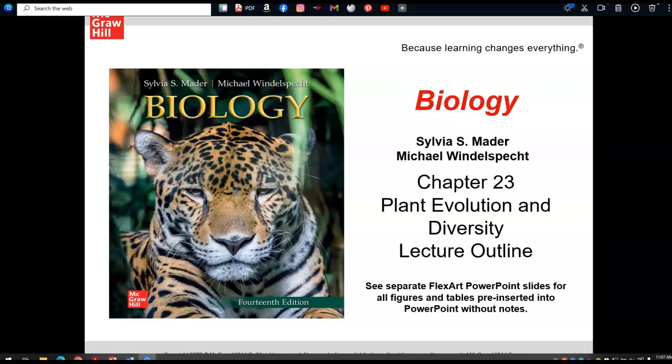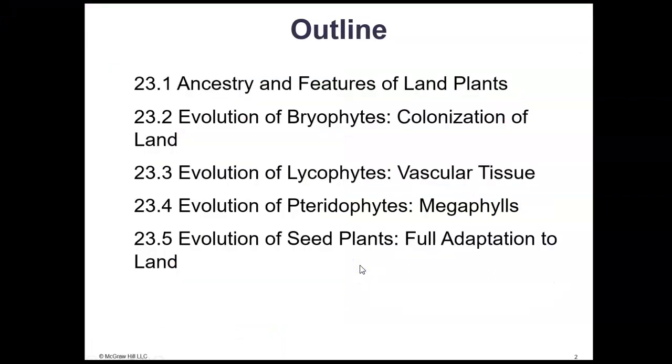These are the lecture notes for Chapter 3 on the Kingdom Plantae. We are going to cover features of land plants, and then we will cover the phylum Bryophyta or Bryophyte, Lycophyta, Pteridophyta, and then the seed plants would be phylum Gymnosperm and phylum Angiosperm. So it would be a total of 5 plant phyla that we're going to cover.